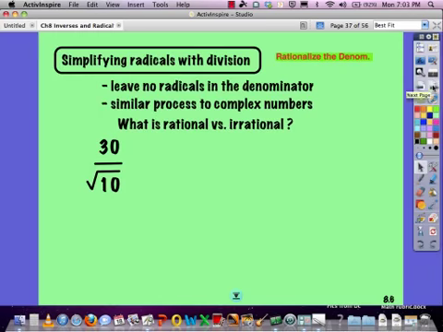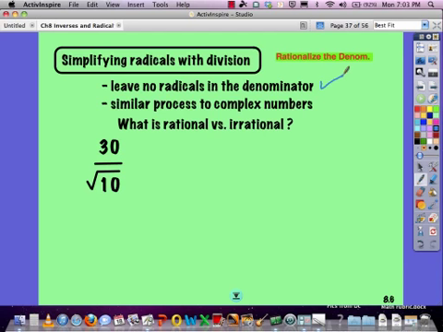Here are some basic definitions we like to use, and then we will show you what we mean with this first example. So, to simplify radicals with the division look, you must make sure you leave no radicals in the denominator. So we're going to show you how you undo and leave no radicals in the denominator. Also, you should find this to be a very similar process to what we did with complex numbers. When we could have no i's in the denominator, we have a very similar process. And then last but not least, what is rational versus irrational?